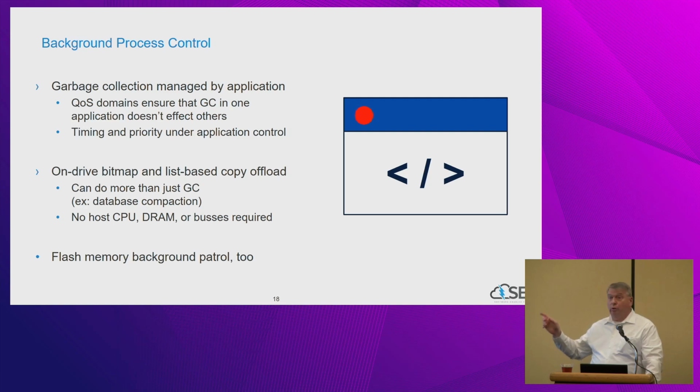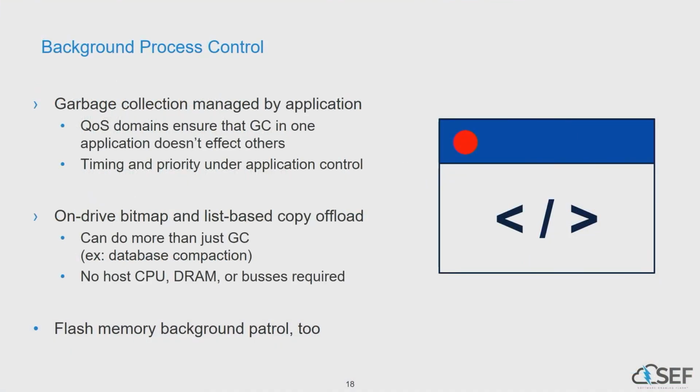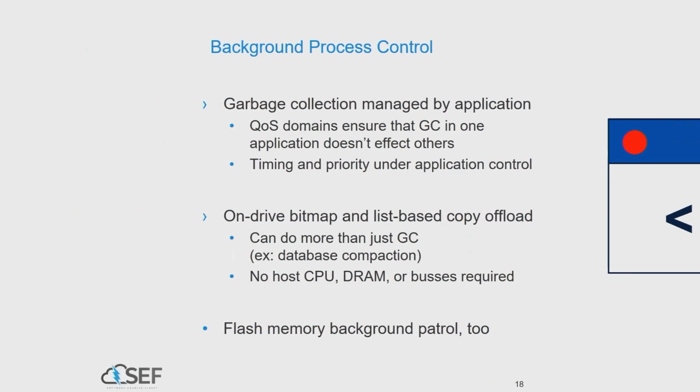Background process controls, we talked about this, garbage collection, using that internal copy offload feature. You set up a bitmap of what needs to be gathered, let the drive take care of it itself.